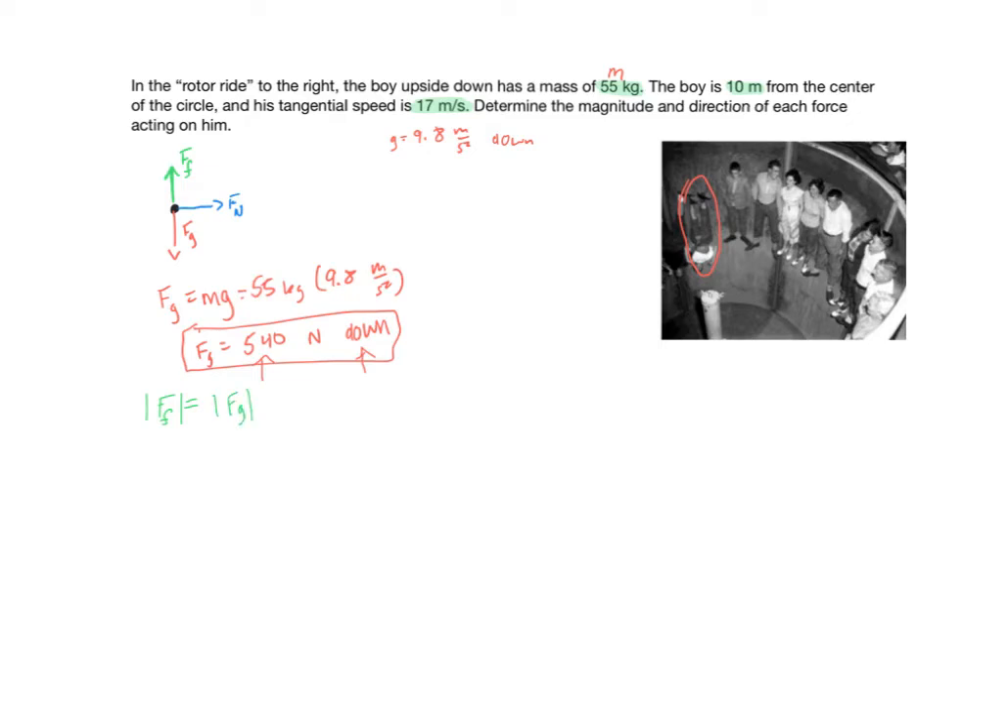And I know this because friction and gravity are pointing in opposite directions, and I know that the boy isn't falling or flying. He's not accelerating in that vertical direction, so our forces have to balance out. And so, nice and easy, I can say the force of friction is equal to 540 newtons up. So again, equal magnitude to gravity and opposite direction.